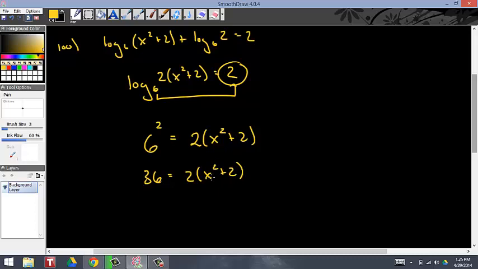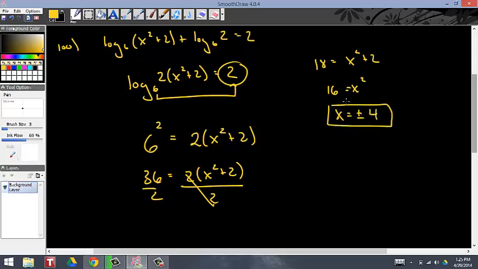Now I'm going to solve this a little weird just to give you guys a little run for your money here. I'm going to divide both sides by 2. 18 is equal to x squared plus 2. X squared equals 16. X equals plus or minus 4. Check it, because we have an x in the answer component. So which one works, which one doesn't?